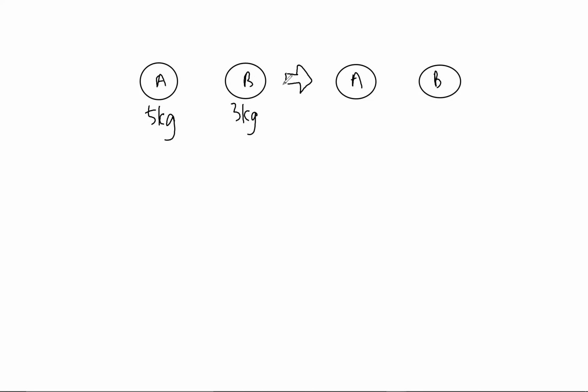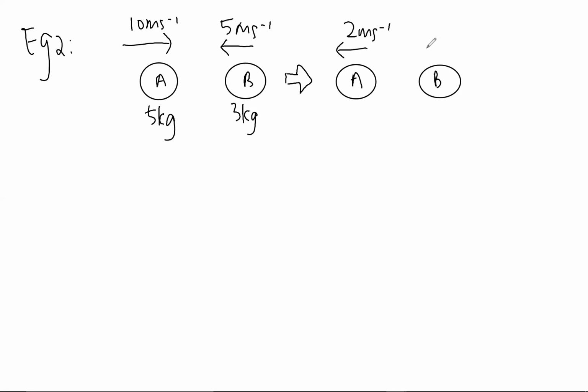Okay, now example 2. Let's say object A and object B are moving towards each other. Object A moves to the right at 10 m/s, and object B, instead of moving to the right, moves to the left at 5 m/s. What happens when they collide? If I say after the collision object A moves backwards at 2 m/s, then what is the velocity of object B?